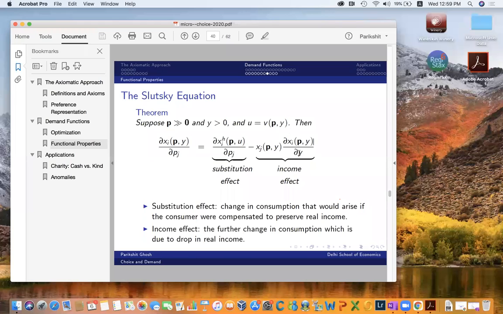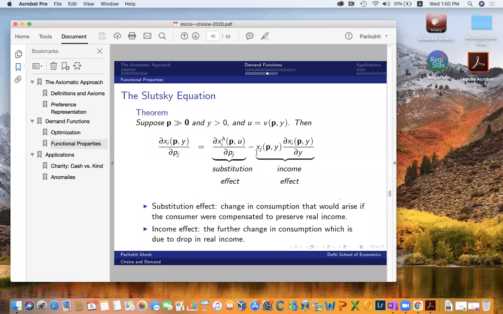If it's a normal good, then this derivative is positive, and then the second term will also be negative. So for normal goods, goods which are consumed in higher amounts at higher income levels, the entire effect is negative because both substitution and income effects are negative. But if it's an inferior good, right? If del xi, del y is negative, then the income effect turns out to be positive and the substitution effect is negative.